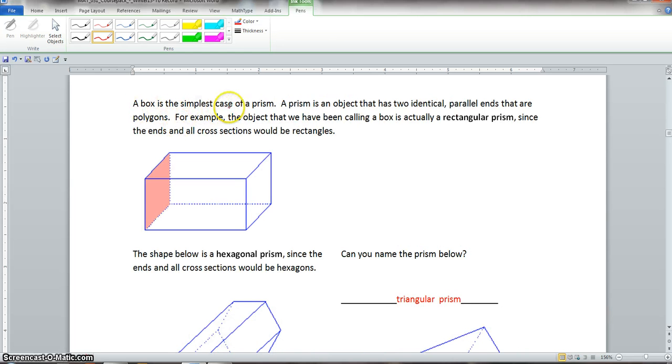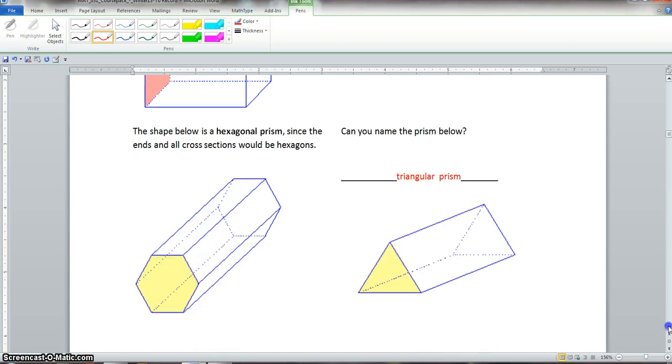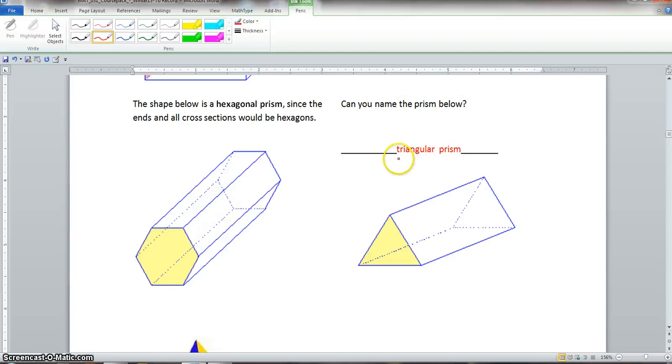Now, it says a box is the simplest case of a prism. A prism is an object that has two identical parallel ends that are polygons. For example, the object that we have been calling a box is actually a rectangular prism, since the ends and all cross sections would be rectangles. It says the shape below is a hexagonal prism, since the ends and all cross sections would be hexagons. Can you name the prism below? This is a triangular prism because all the cross sections and all the ends will end up leaving you a triangle, some form of a triangle.